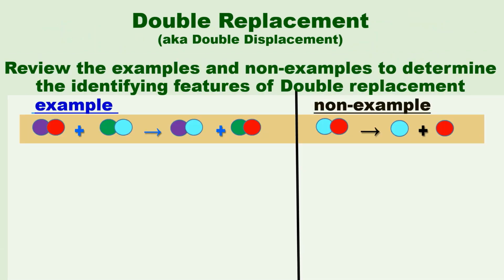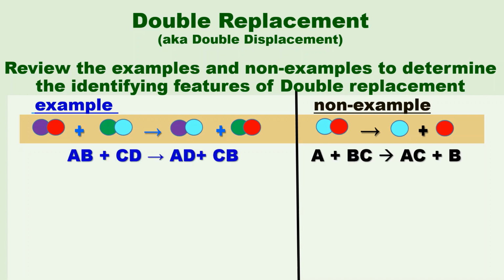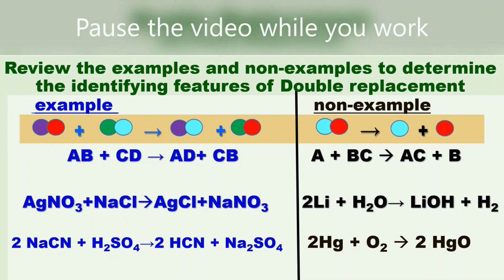The fourth reaction you need to be able to recognize is double replacement, also known as double displacement. Examine the examples and non-examples carefully to identify a characteristic. Pause the video while you work and restart when you're ready.